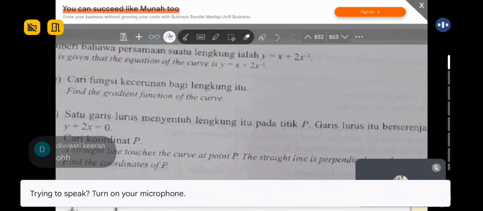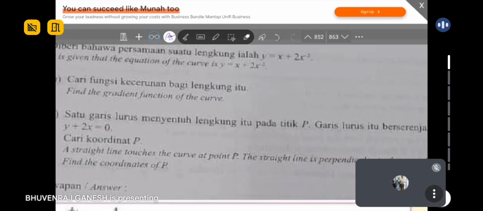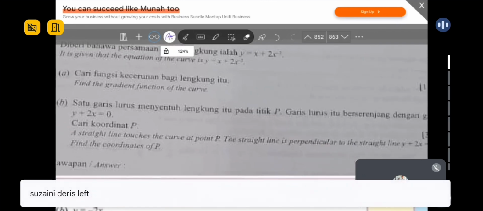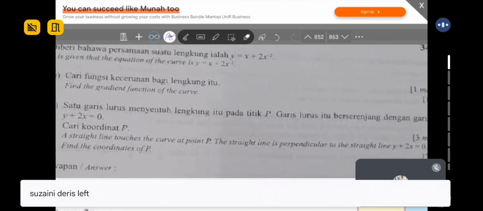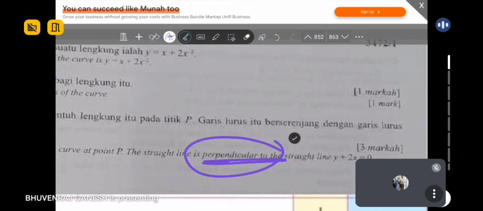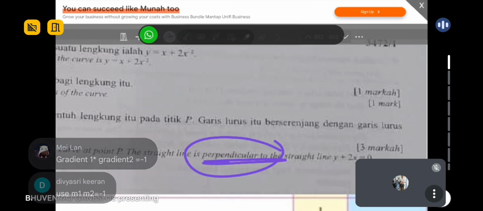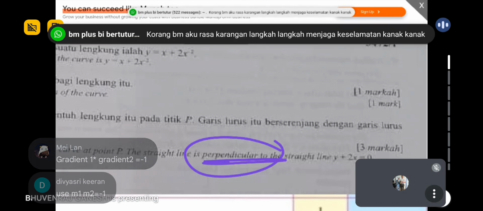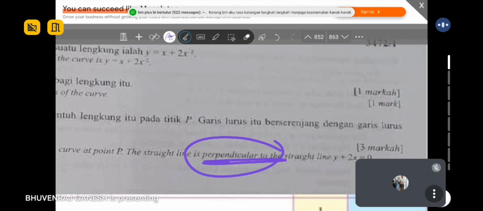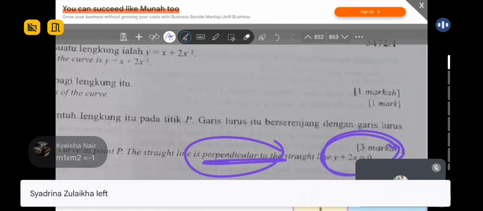Okay, so question B. Question B is the harder one. Lebih susah. Okay, so let me see. Okay, so now Melan, can you tell me? They say straight line is perpendicular to this line. Okay, so when you see the word perpendicular, what formula comes to your mind? Apa rumus untuk berserenjang? Yes, m1 m2 equals negative 1, guys. Correct. Okay, so can anyone tell me this line, what is the gradient? Apa kecerunan garis ni?